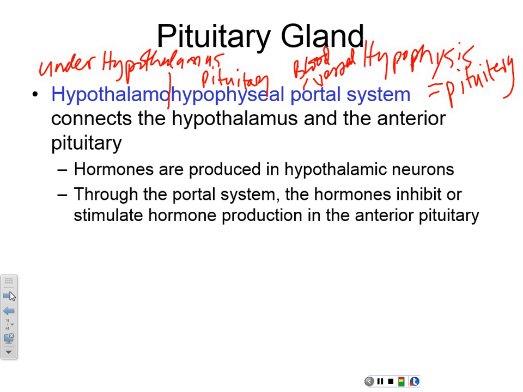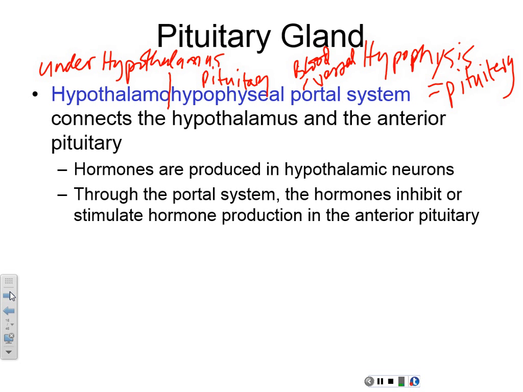So the hypothalamus hypophyseal portal system is just a portal system of blood vessels that connect the hypothalamus to the hypophysis, which is the pituitary. That's all. The hormones will travel through there. Usually I ask: how does the hypothalamus control the anterior pituitary? How does the hypothalamus control the posterior pituitary? I do that all the time.